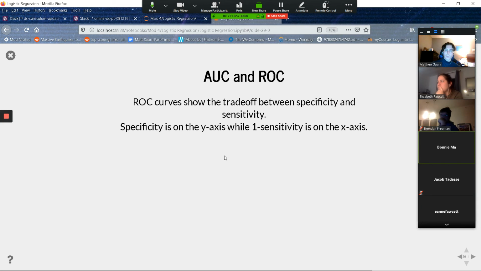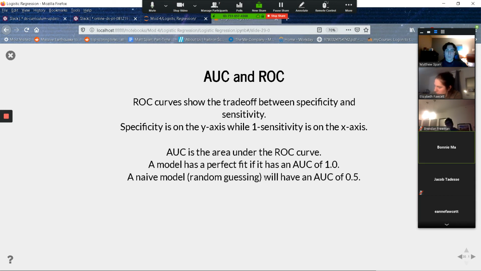And so what this plays into then is what's known as AUC, or area under the curve, and the ROC plots. So ROC curves show this trade-off between specificity and sensitivity, because usually when you raise one, you lower the other. But on this graph, you have specificity on the y-axis and 1 minus sensitivity on the x-axis. And then the AUC is just the area under that curve.